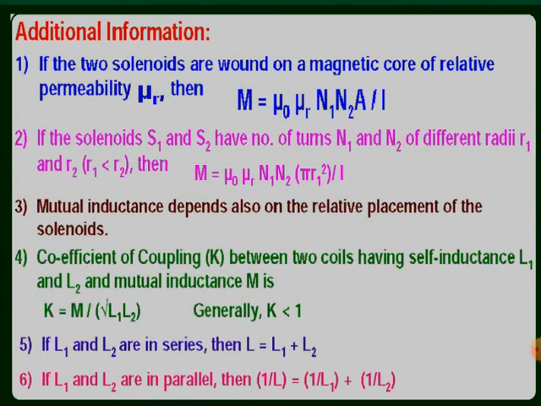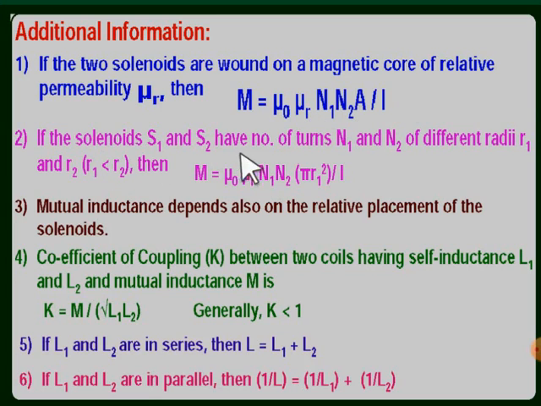So these are some additional pieces of information that we have come across at the end. If two solenoids are wound on a magnetic core of relative permeability mu r, then instead of mu naught you have to replace it by mu naught mu r. So this will be mu naught mu r times n1 n2 A by l. You just multiply it by mu r in that previous expression.